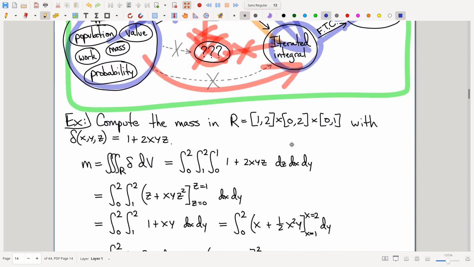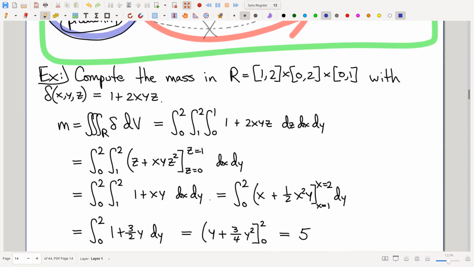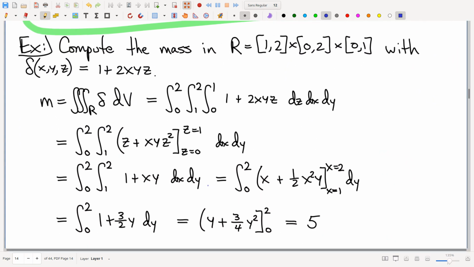Okay. All right, let's crank one out. Now we'll talk about how to slice and how to figure out your bounds later, but I just want to get a win under our belt concerning computation. How are we going to compute the mass? Let me clean this up here. How am I going to compute the amount of mass in a rectangular box? Mass distributed according to that density function.